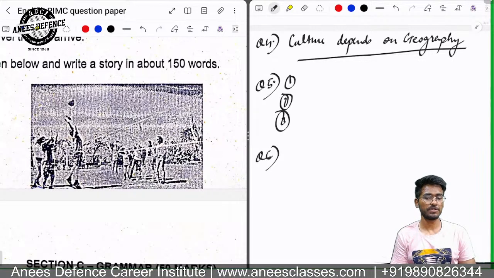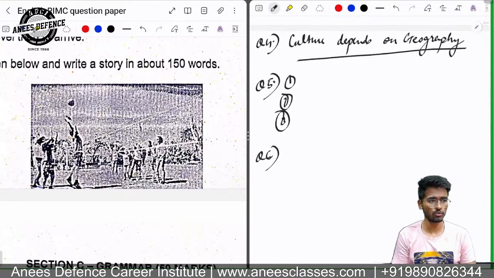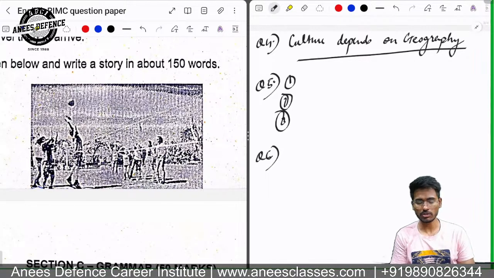I want you guys to see the picture first. Now, basically, the picture is of a volleyball match. If you see, there is a net in between, and the picture is self-explanatory that it's a volleyball match. Now, how can you write a story on such a picture? I'll just give you certain highlighted bullet points through which you can write a suitable story.